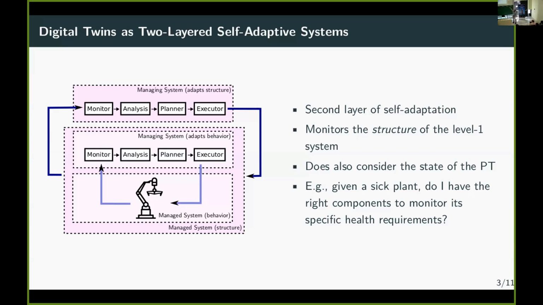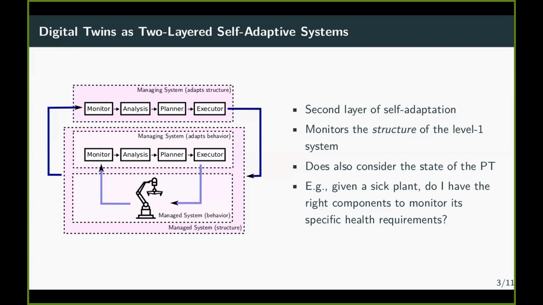But note that this MAPE cable, the upper managing system, is not managing behavior. It actually doesn't care that much what the physical twin is doing. It's monitoring structure. It is structural self-adaptation. It is not responsible to make sure that the physical twin is behaving correctly. It is making sure that the layer 1 architecture has the right means to react. So everything in the lower box becomes the management system, including the upper management system. And we monitor what are the components assigned to the physical twin, and how can I remove and add them.